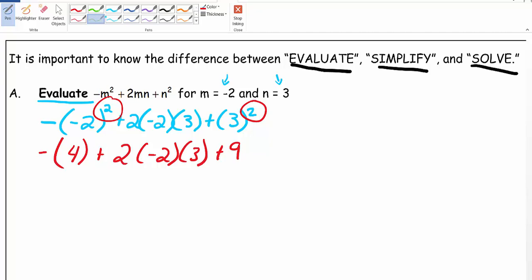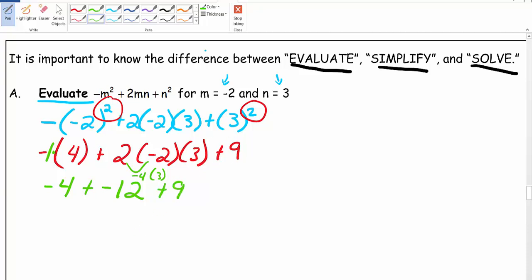Next, what we're going to do is focus on the multiplying of things. In front here we have a negative 1 that's being multiplied by the positive 4. So negative 1 times 4 is negative 4. Plus, we have 2 times negative 2. Well, that's negative 4, and then times 3 gives us negative 12. And then finally plus our 9.